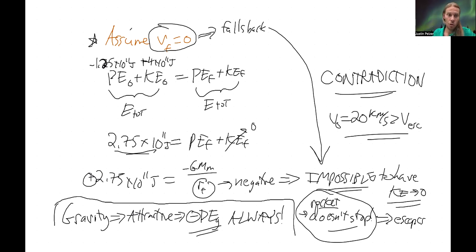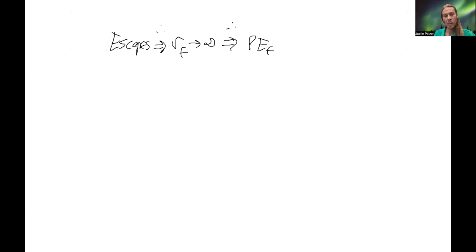So it escapes. So what do we do? Well, instead of assuming V final went to zero, if it escapes, we now know that R final goes to infinity, which means, and I love my little arrows meaning therefore, you can write this however you want. I do like the little double arrow. Escapes, therefore R final goes to infinity. So potential energy final goes to zero. It's actually the potential energy that goes to zero. It escaped. It came out of the well.